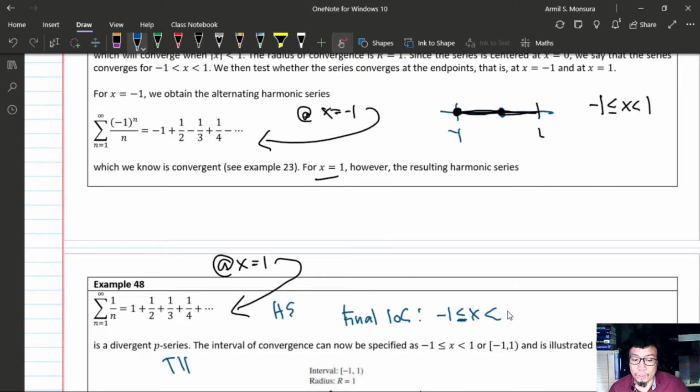But we also notice the absence of it on the other side because we say that positive 1 is not included in the interval of convergence. We can alternatively write this as this, with the understanding that a bracket represents inclusion of this endpoint, and a curved parenthesis indicates exclusion.